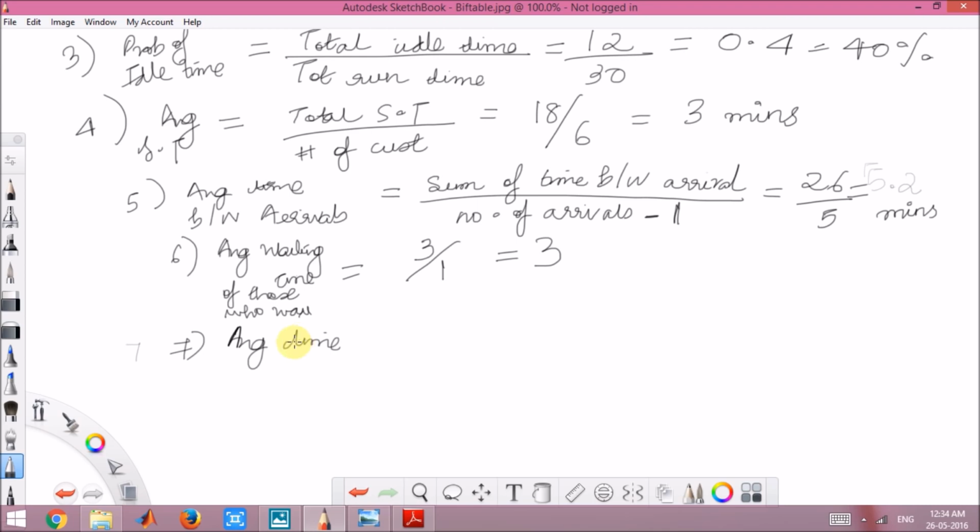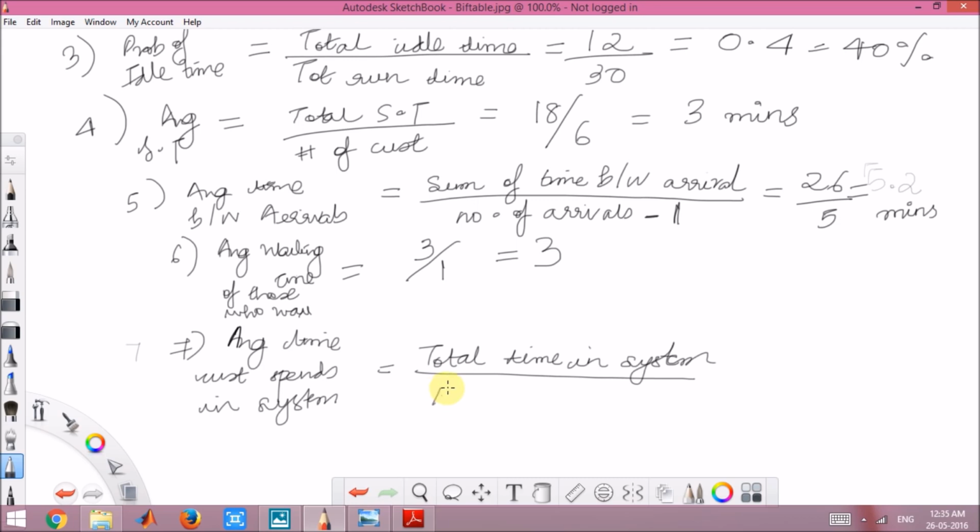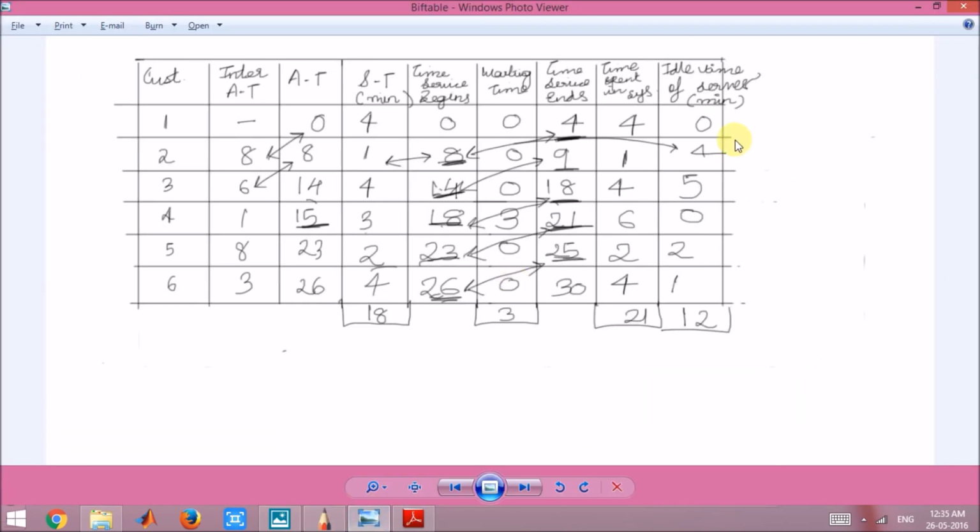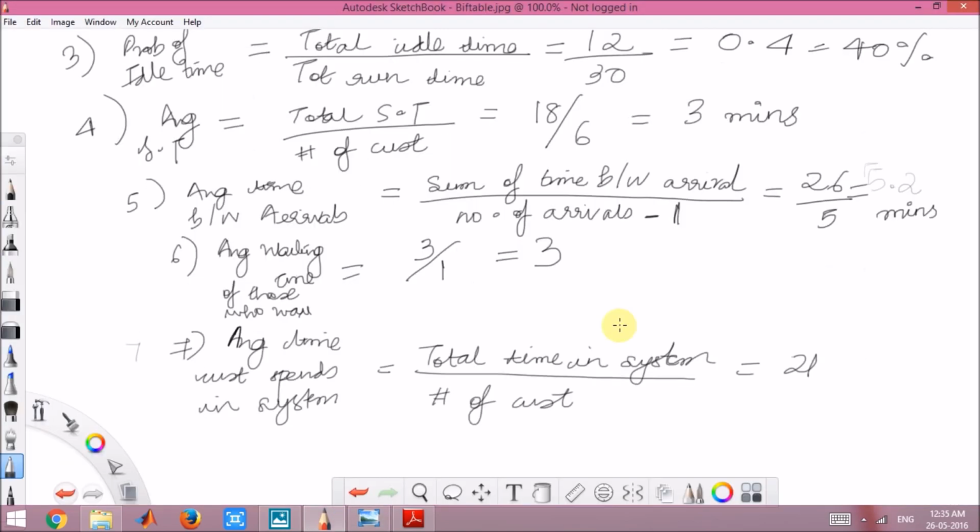Okay, the seventh thing that they ask us to calculate is the average time the customer spends in the system. So that is equal to the total time the customer spends in the system divided by the total number of customers. So the total time it spends in the system is 21, that we know from this table. So 21 divided by the total number of customers 6. So 21 by 6 will give me 3.5 minutes.